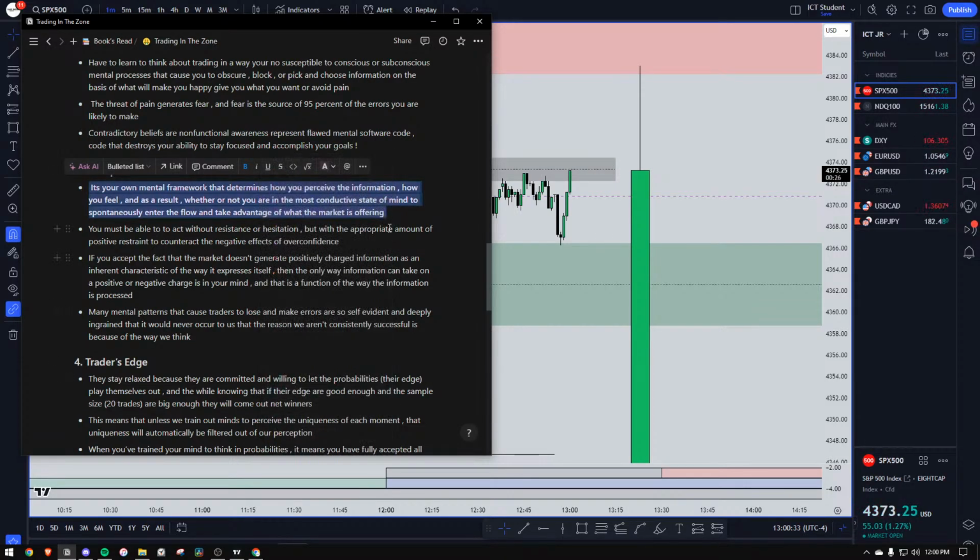Probably my favorite one. This one too: if you accept the fact that the market doesn't generate positively charged information as an inherent characteristic of the way it expresses itself, then the only way information can take on a positive or negative charge is in your mind, and that is a function of the way the information is processed.